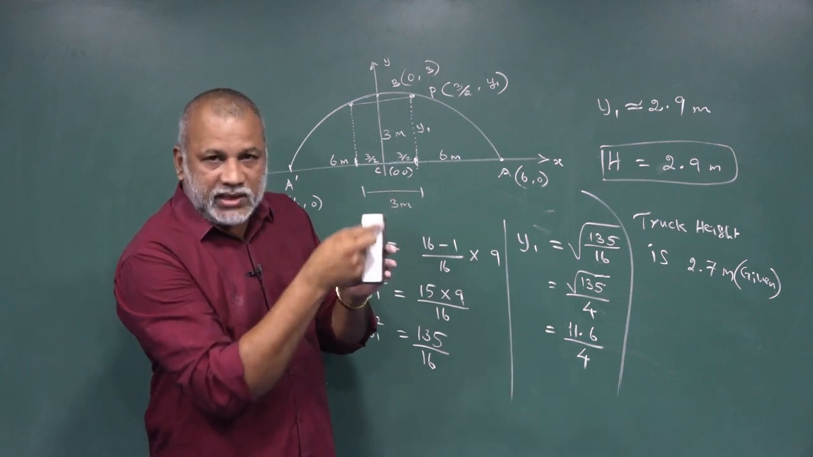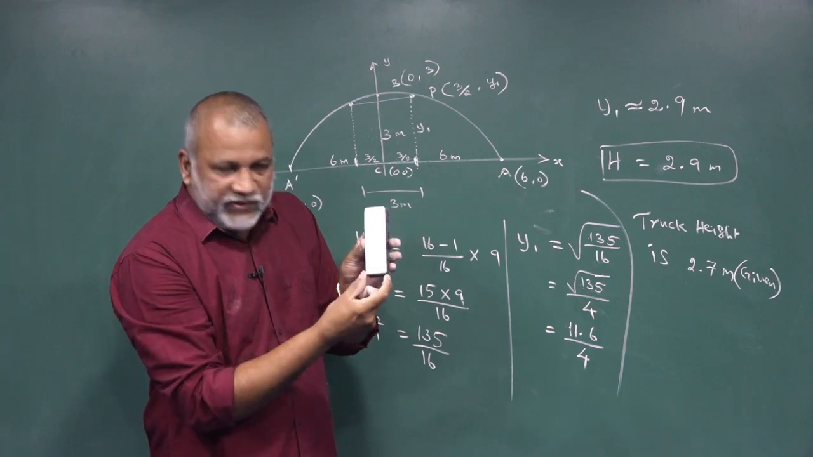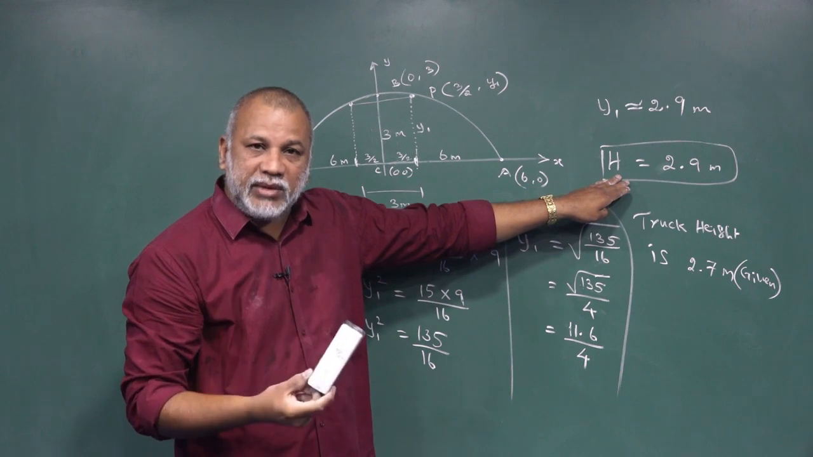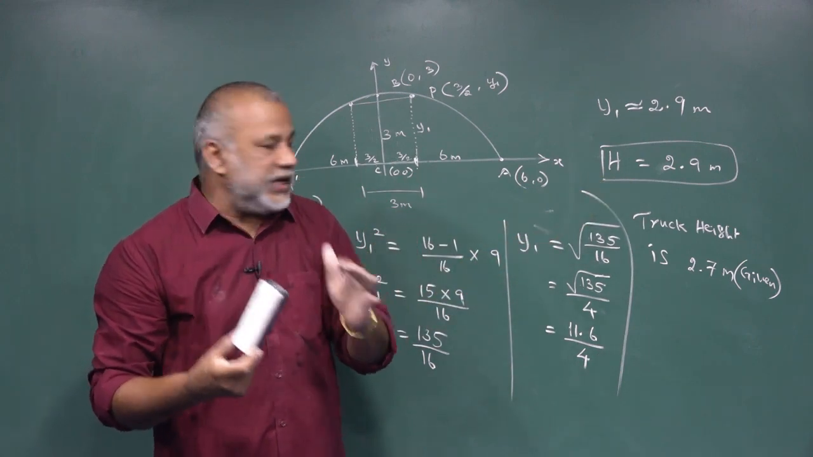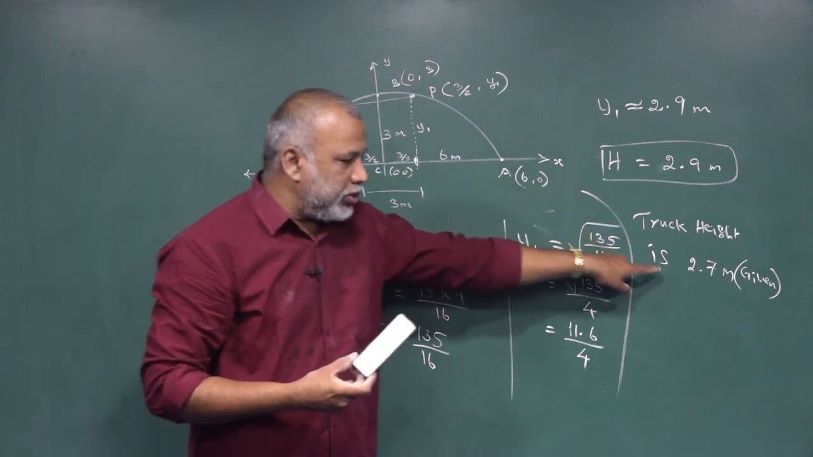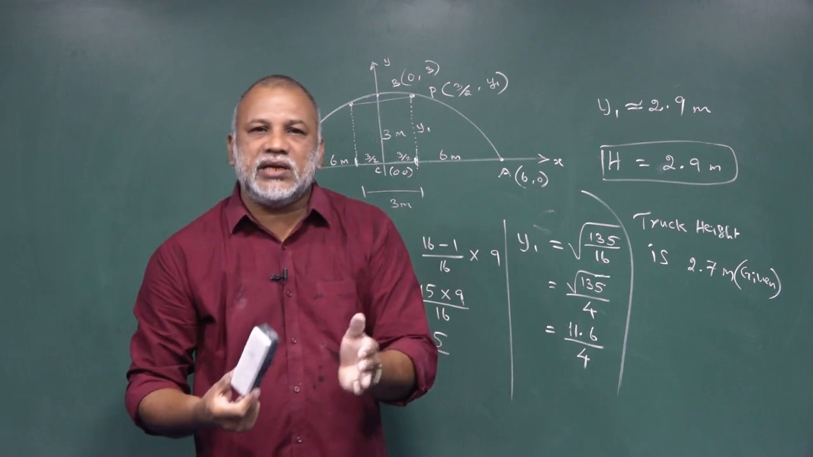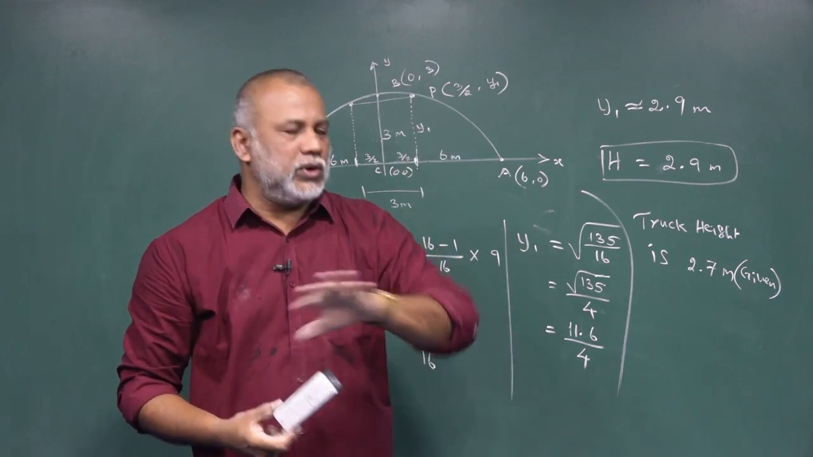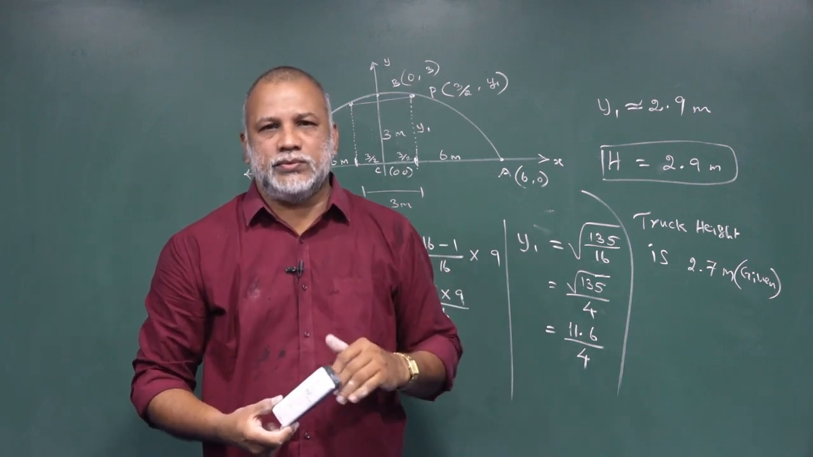Then we need to find the height. Height of the truck is already given, 2.7. This width is also given. So the given opening height is 2.9 meter. Therefore, you may conclude this concept. The height of the truck, 2.7 meter, is less than the opening. Therefore, the truck will clear the archway. So, try yourself. Don't copy everything. Try yourself. We can discuss the next problem also.